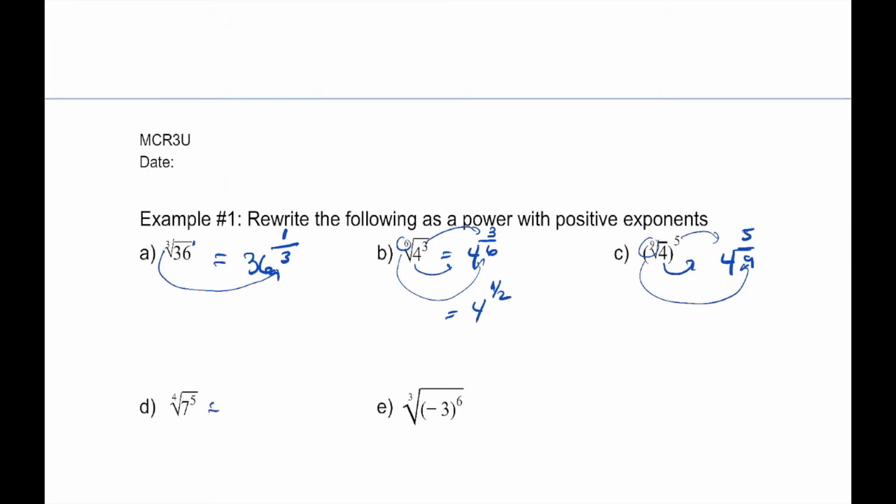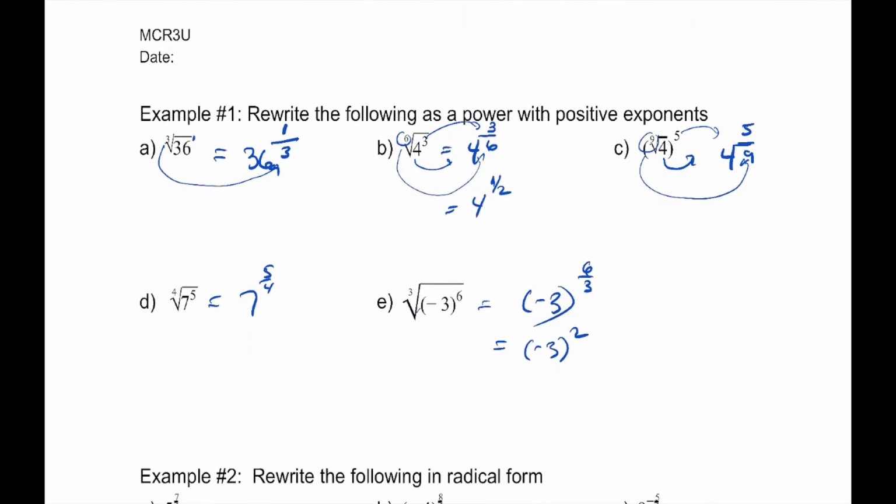Okay, so going through this is really the same thing here. I can get 7 to the power of 5 over 4. And this one's a bit tricky because we have a -3 inside brackets, so we need to keep that inside my base. And here it's going to be 6 over 3, which simplifies the exponent to be -3 squared. Okay, so we're not going to evaluate that. We're not asked to evaluate, but just to rewrite as a power with positive exponents.